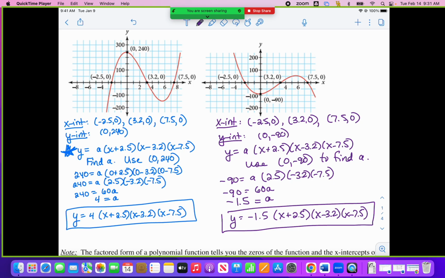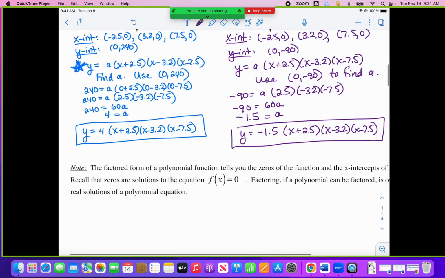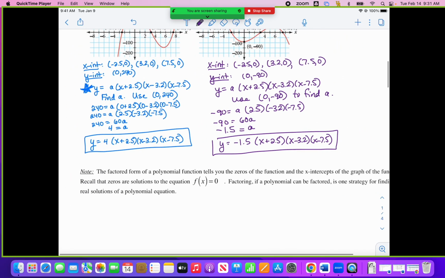But what was the same on both of these? The x-intercepts were the same. So, note, the factored form of a polynomial tells you the zeros of the function and the x-intercepts of the graph of the function. Recall that zeros are solutions to the graph of f of x equals 0. Factoring, if a polynomial can be factored, is one strategy for finding real solutions.